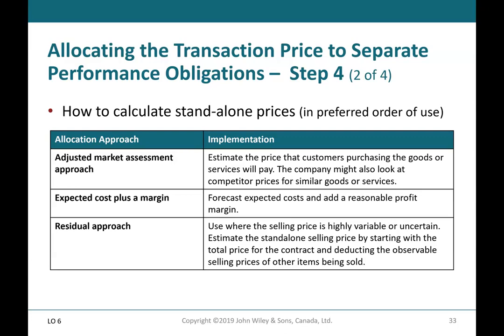Allocation approach, residual approach. Implementation: use where the selling price is highly variable or uncertain. Estimate the standalone selling price by starting with the total price for the contract and deducting the observable selling prices of other items being sold.